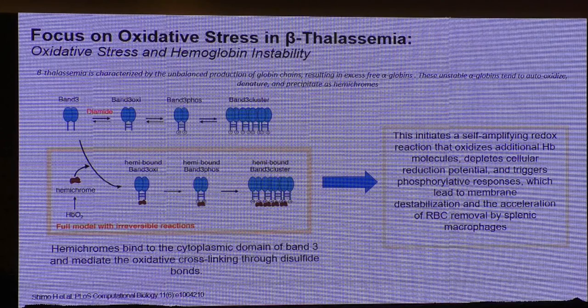It will deplete the cell of its reduction potential, and it will trigger some phosphorylative responses that lead to more destabilization of the cellular membrane. And this is why this is very important.